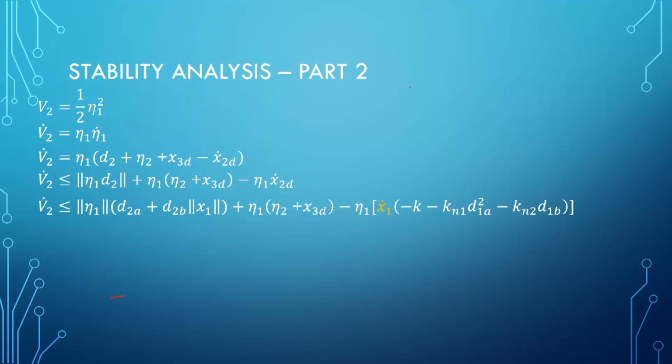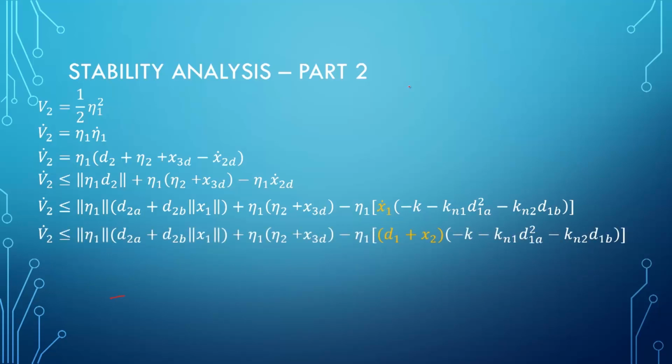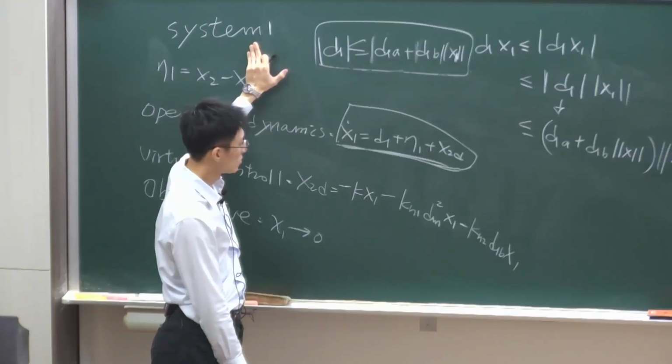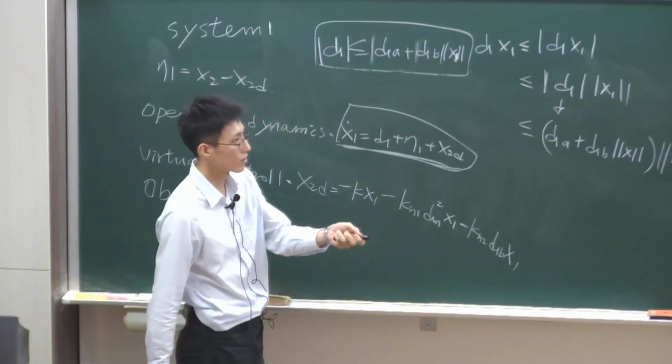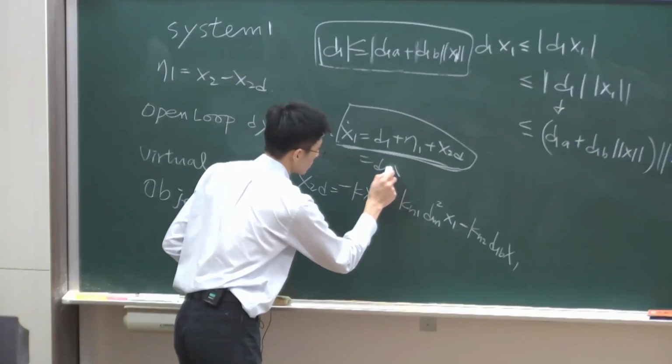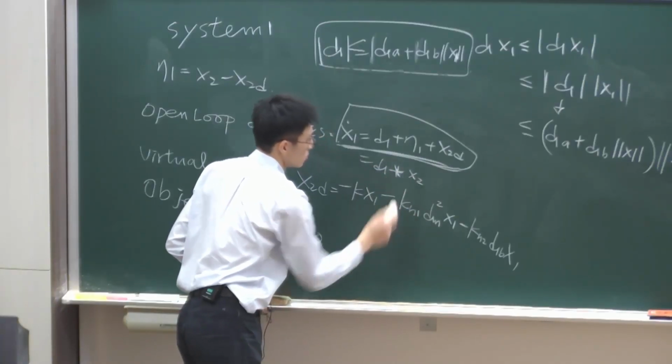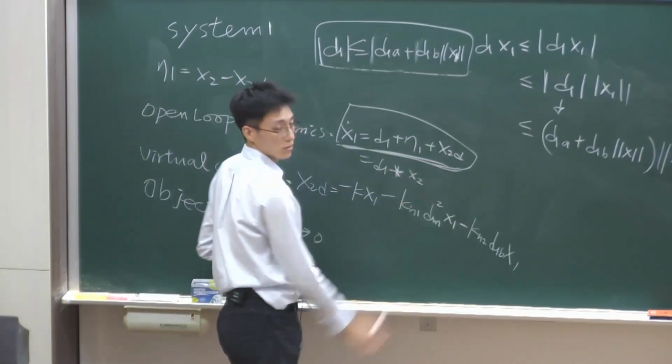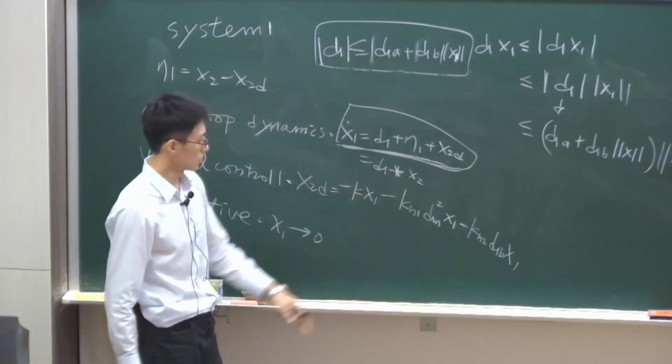Next, regrouping terms. Well, next is not a regrouping term. Next, we substitute x1 dot, and x1 dot is the open loop dynamics of system 1, right? And remember, which is equal to d1 x2. You combine these two, it is d2. You combine these two, it becomes x2.